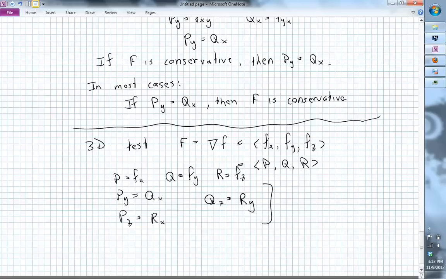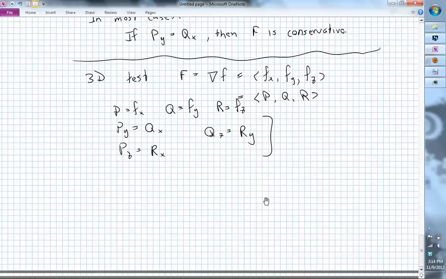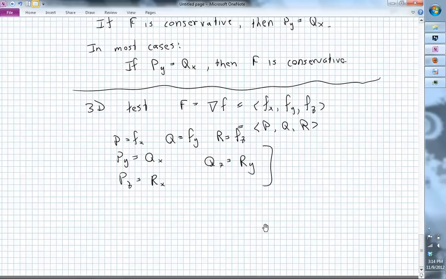Those are all the mixed partials, right? xy, xz, and yz. You've got to get those mixed partials to be equal. If these 3 equalities hold, then the same thing can be said: in most cases, F is conservative. In all of the cases that we'll encounter in this class, F will be conservative. I apologize for that ambiguity.